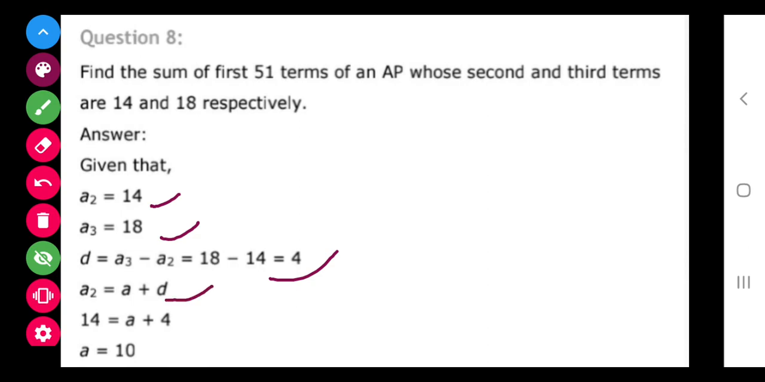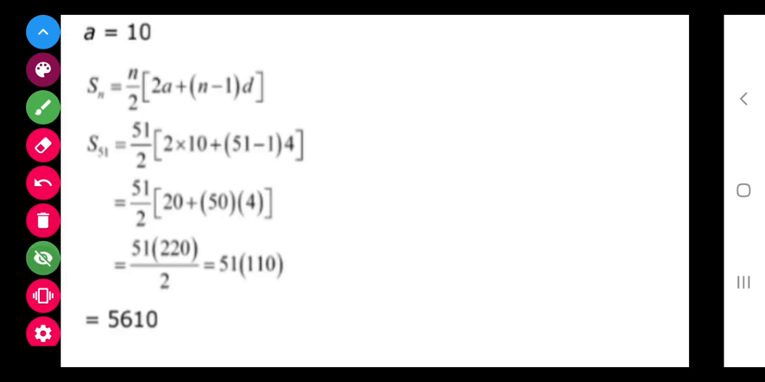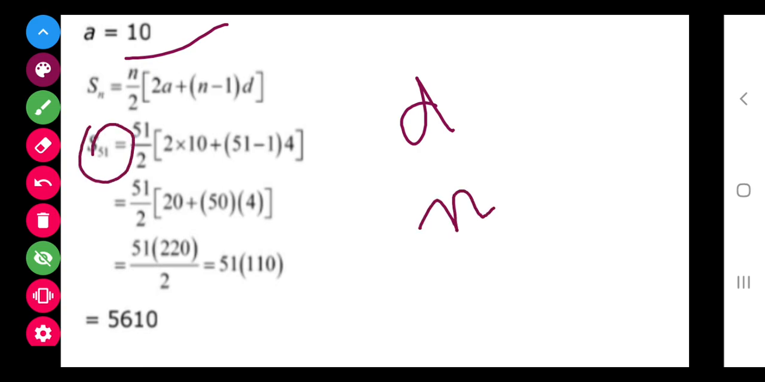Now we know D, and we know the two equations. In this one equation, on substituting the value, D we know, A2 we know, we can get the value of A. Now we have got the value of A, we know the value of D, and we know the value of N also, as 51 we have to determine. So after substituting the values, you will get the solution of this also.